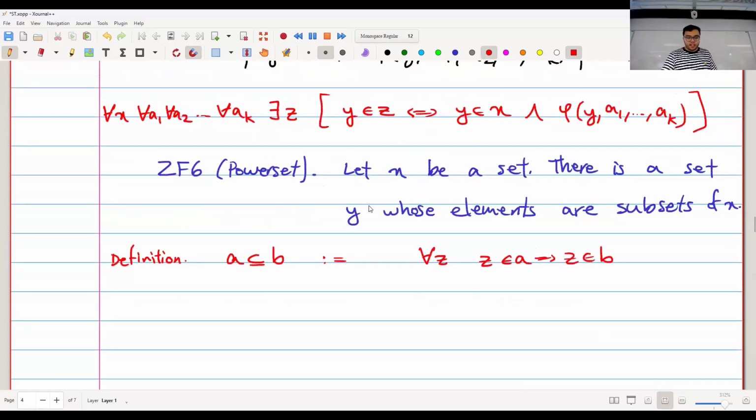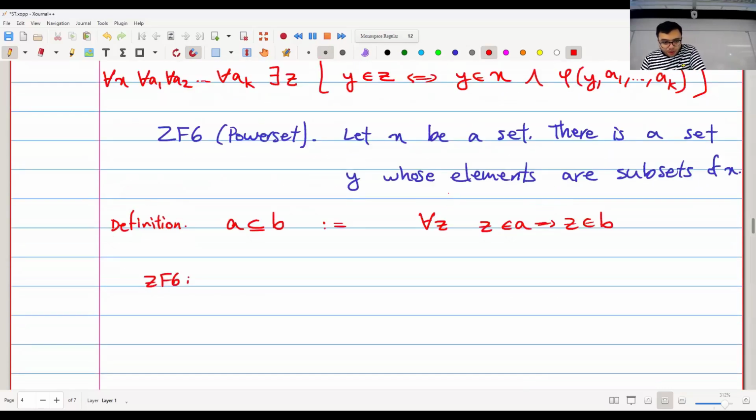Okay, so now finally, my axiom, ZF6, is going to be something like this. I want to say for every X, there exists a Y such that for every Z, if Z is a subset of X, then Z is an element of Y. And if Z is an element of Y, then Z is a subset of X. Again, for keeping my sanity, it's really important to write this as two separate lines, but of course I could just write this thing here.